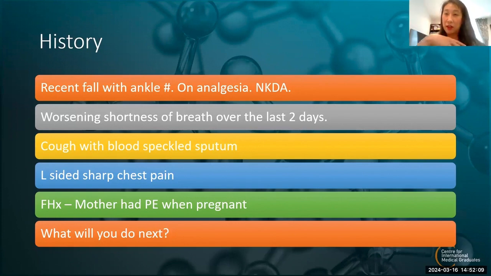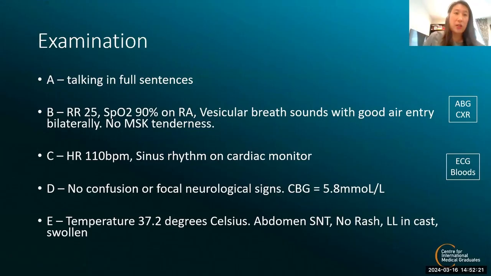Just as well, like in your ABCDE assessment, you always do a sugar as well. Anyone with hypoglycemia or hyperglycemia can present with shortness of breath as well. So I think that covers most of the things. Let me just move on to the next slide. So there you go, just to give you a rough overview.